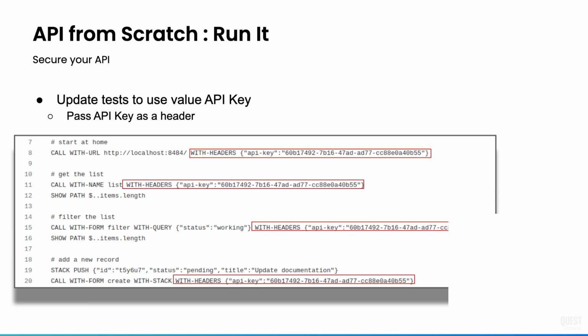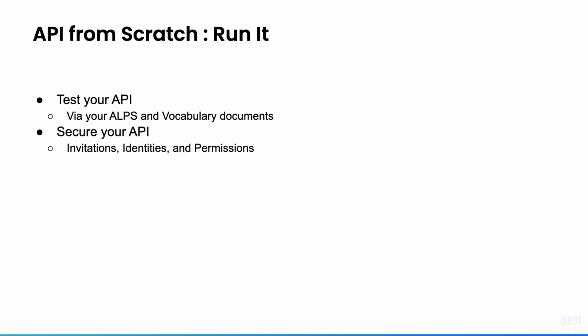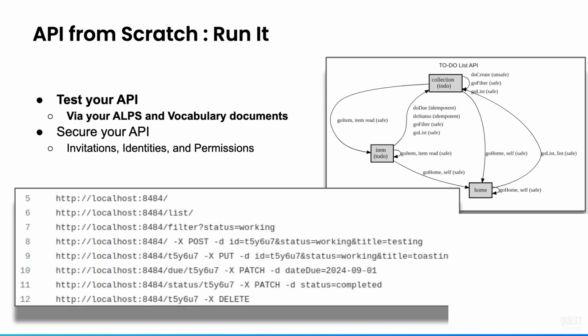And here we are, we've got a valid API key from our collection, and we're going to pass that each time we make a call to the API. And that's going to be key for making sure that we test whether or not API keys are valid and our code is acting correctly. Let's review what we've been working on. We had to test our API and we had to secure our API.